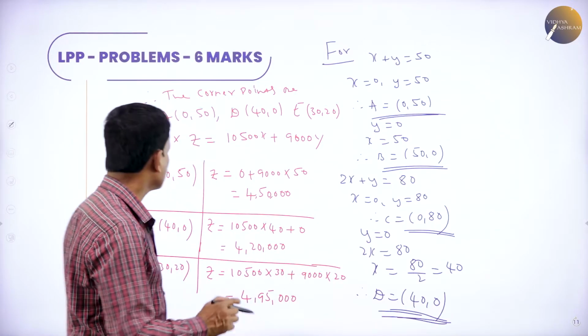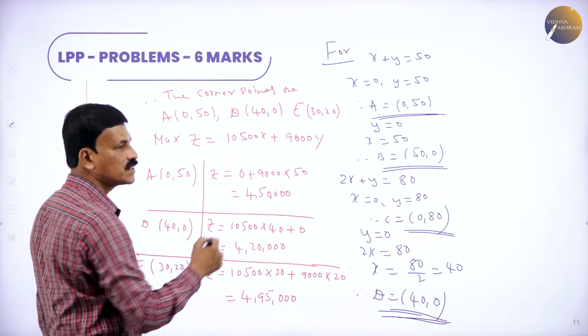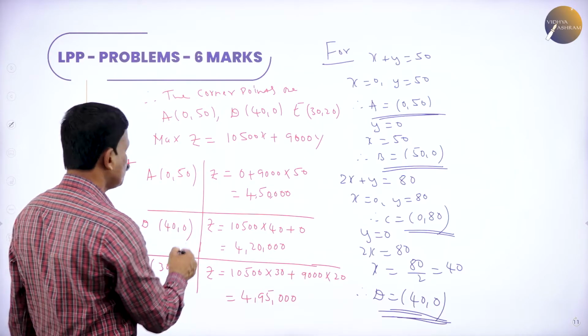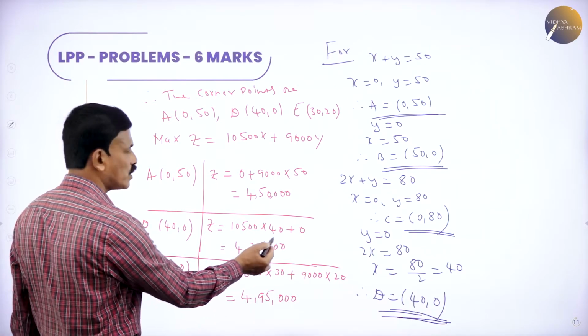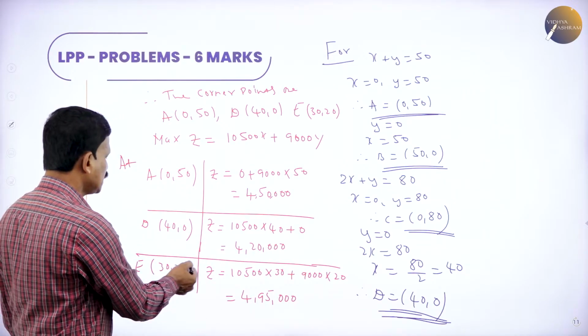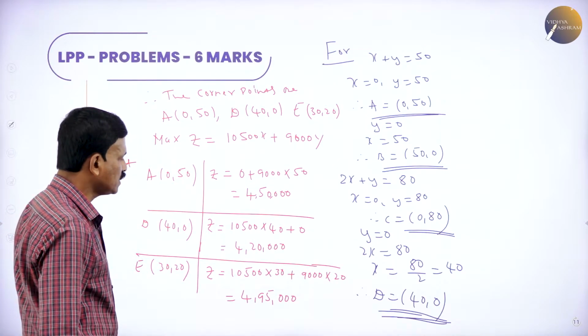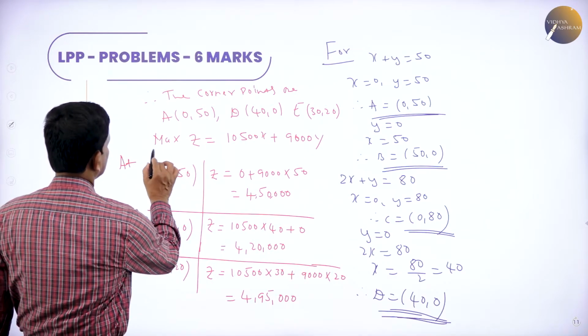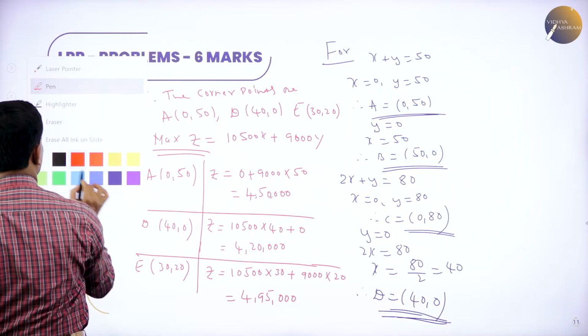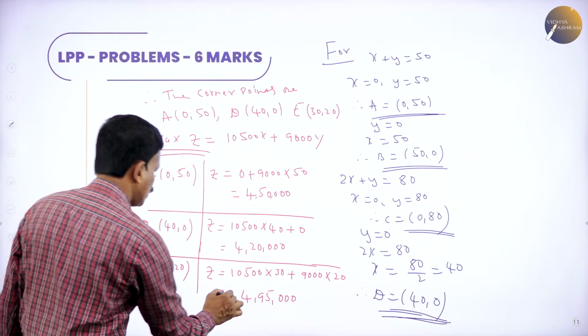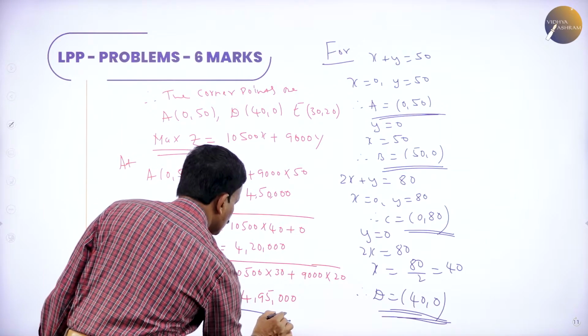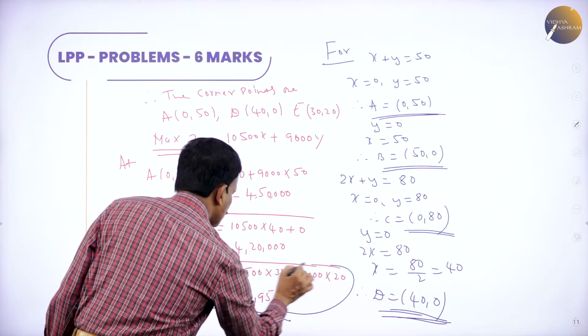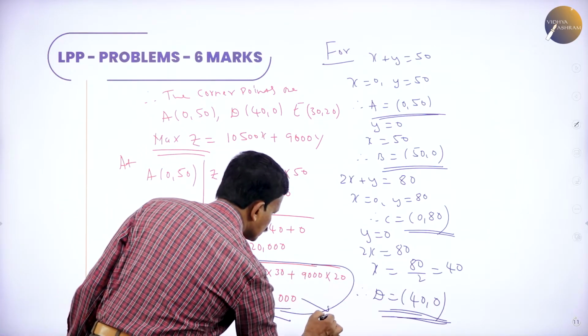So therefore, at (0, 50), Z is 4,50,000. At D (40, 0), Z is equal to 4,20,000. At E (30, 20), Z is equal to 4,95,000. What is the intention? To get the maximum value. So what is the maximum value? This is the maximum value.